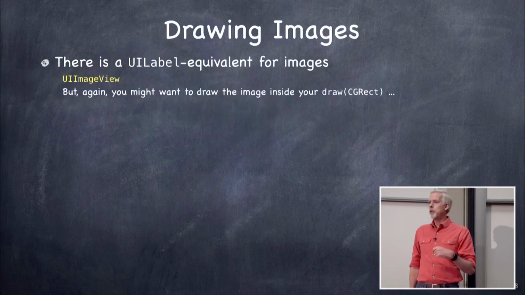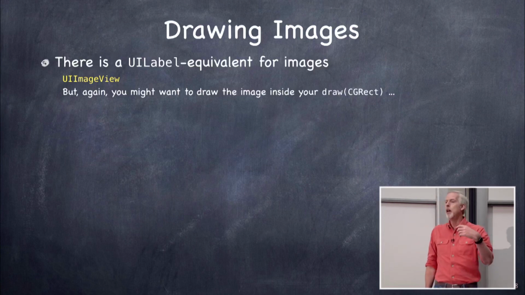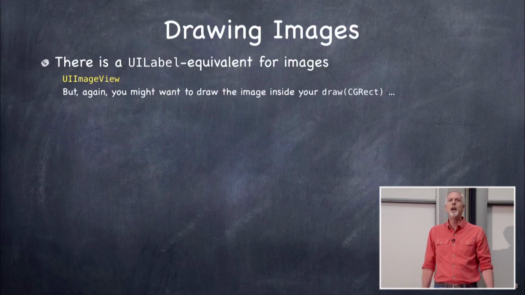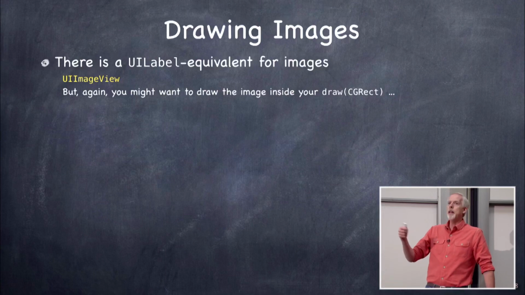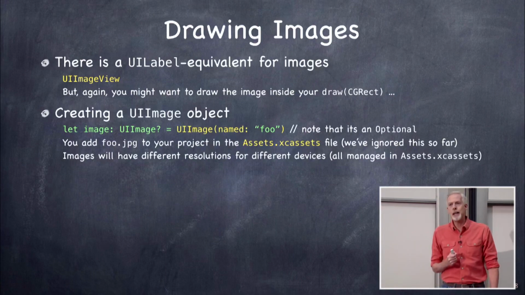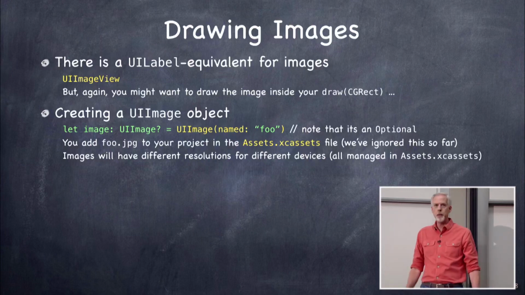Okay, what about images? We know how to draw lines and arcs. We know how to draw text. What about drawing images? Just like UILabel for text, there's another one called UIImageView, which lets you add an image as a subview. So you could use that to draw an image in your view if you wanted. Just do it as a subview. But if you want to draw an image in your CGRect, you can do that too. You need a UIImage object. A UIImage represents an image. JPEG, TIFF, whatever kind of image, it represents an image.